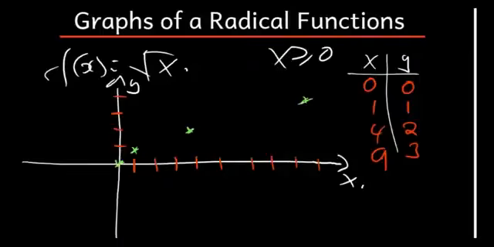So our graph will start from here. It goes there. Start from there. It goes there. So that is the graph of the square root of x.